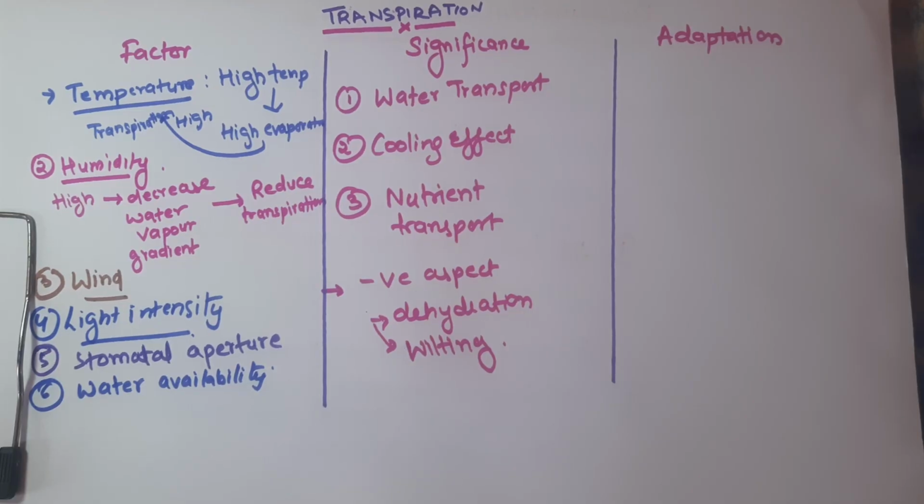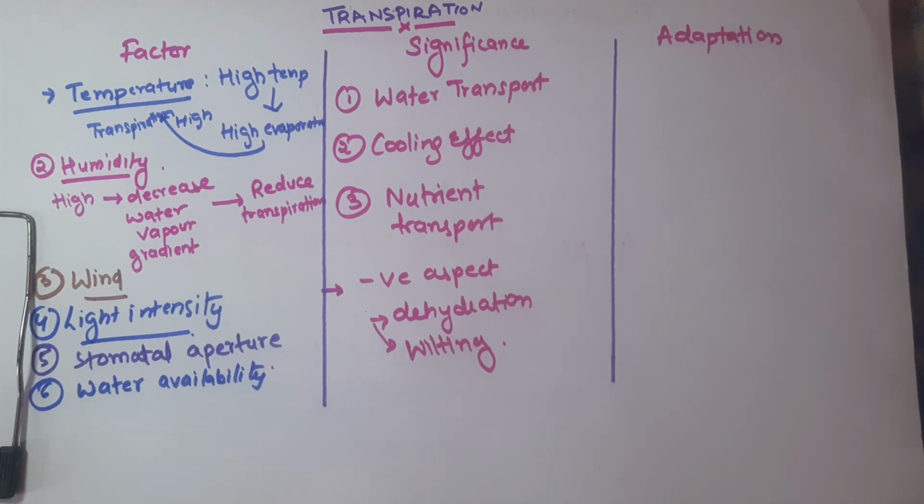If we are talking about the cooling effect, then evaporation has a cooling effect, so it will save the plant from overheating. For nutrient transport, transpiration will help in the transport of the minerals that are absorbed by the roots throughout the plant.